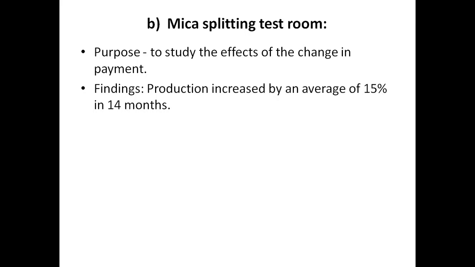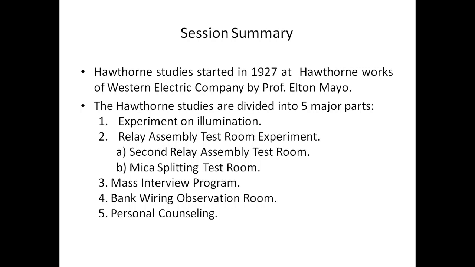To summarize this session, the Hawthorne study started in 1927 at Hawthorne Works of Western Electric Company by Professor Elton Mayo. The Hawthorne studies were divided into 5 major parts. In this session, we learnt about the experiment on illumination, the relay assembly test room experiment, again the second relay assembly test room, and the Mica splitting test room.